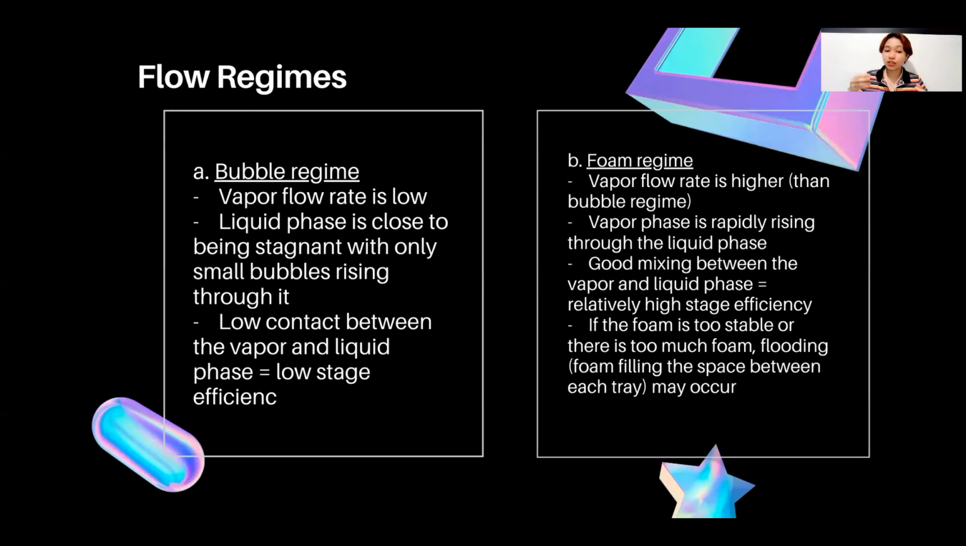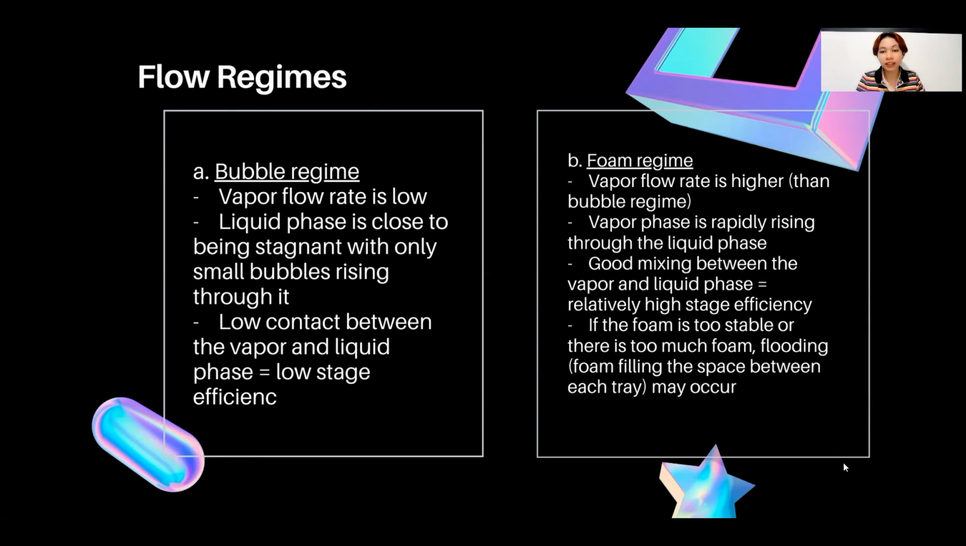So in a distillation column, as we increase the vapor flow rate, we have what are called flow regimes. The first one is the bubble regime. In the bubble regime, our vapor flow rate is low. The liquid phase is close to being stagnant with only small bubbles rising through it. Lastly, there is low contact between the vapor and liquid phase, which means low stage efficiency. So low contact is equal to low stage efficiency.